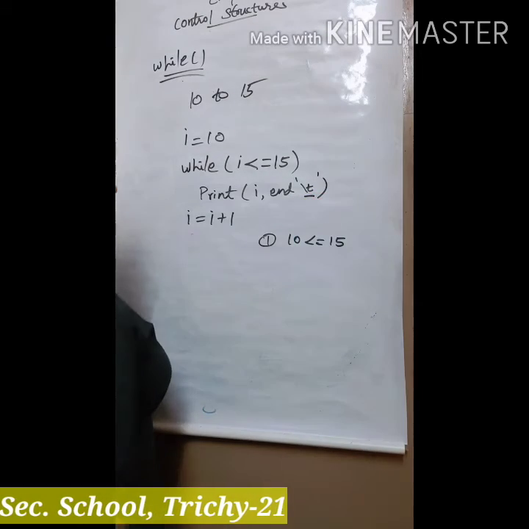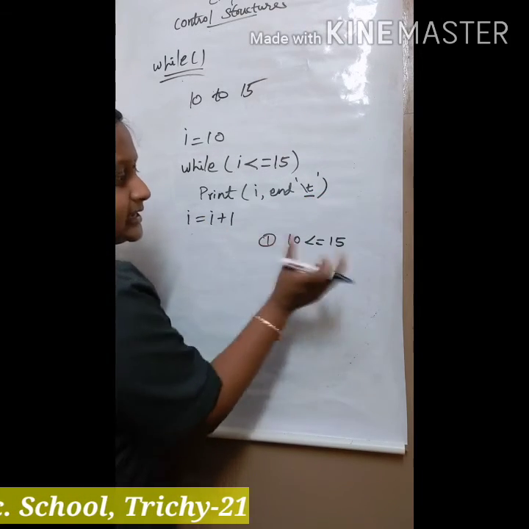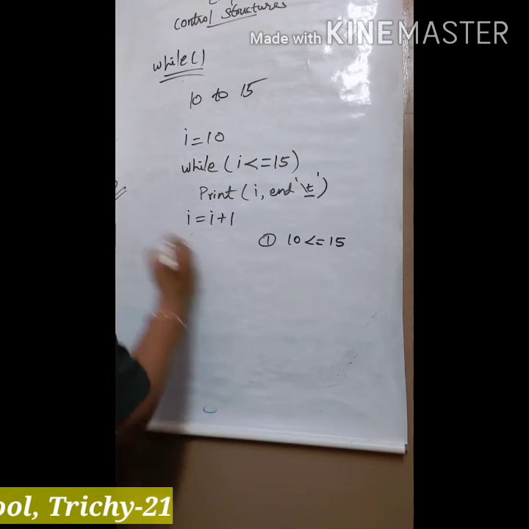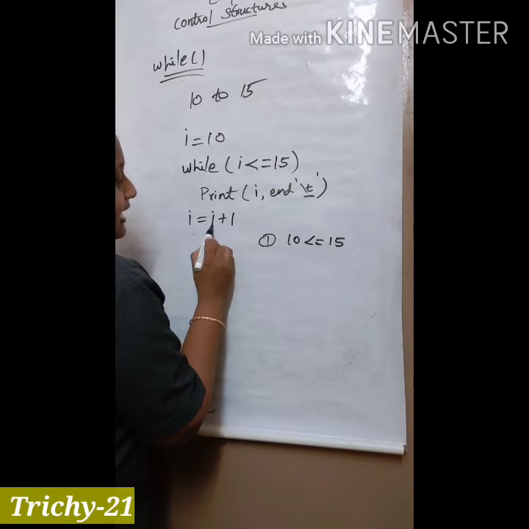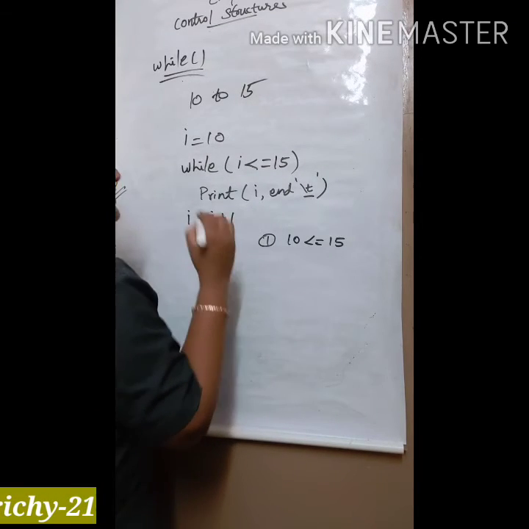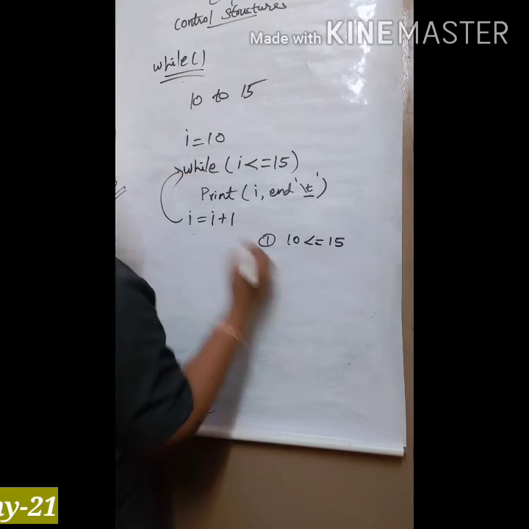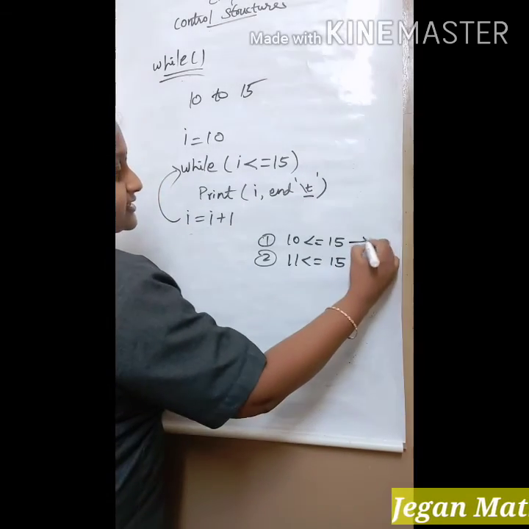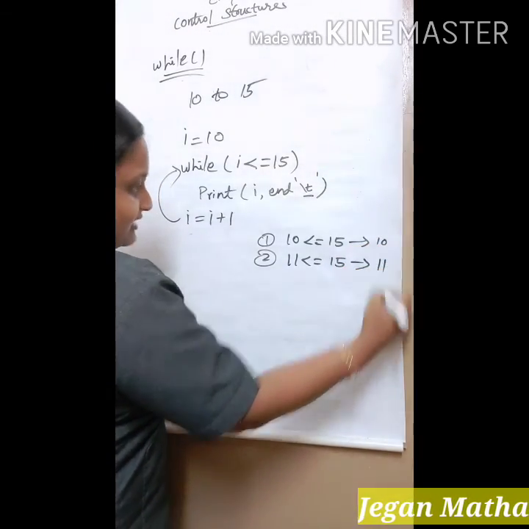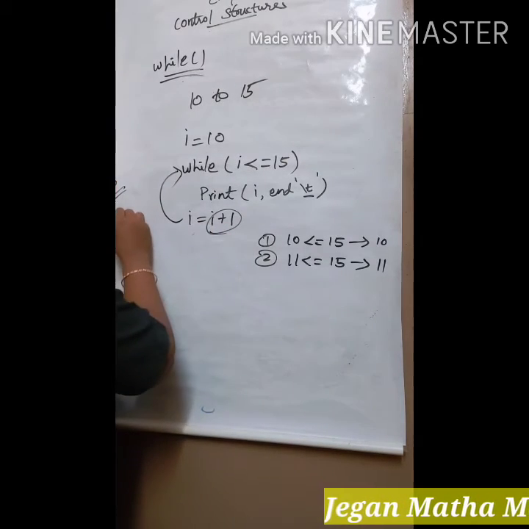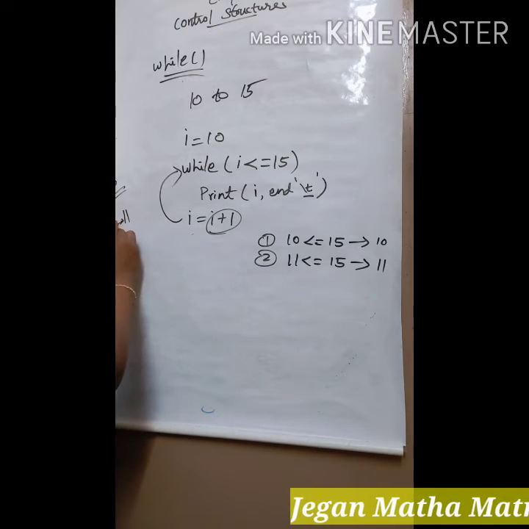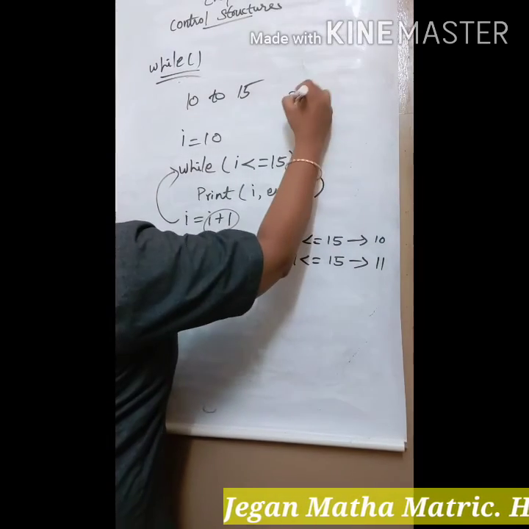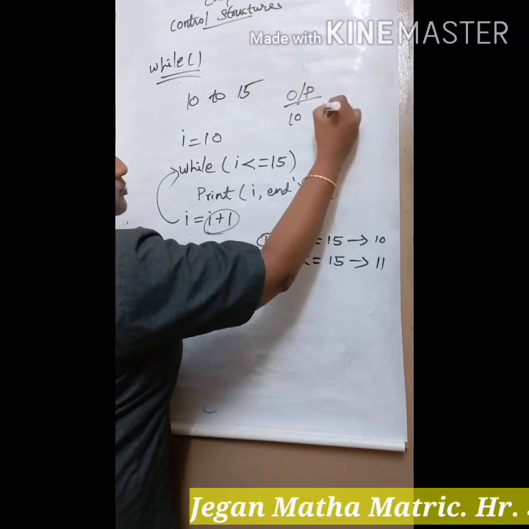Here we use \t. T means the tab key, it moves some space. So the output of this program, first it displays 10. Then here I am going to add I plus 1. So 10 plus 1 is 11. So again it comes here. Now the condition is checked with 11. Again it checks the condition. If the condition is true, it prints the value 11. Again it increments the value. So \t means we just leave some space here, for example in the output.